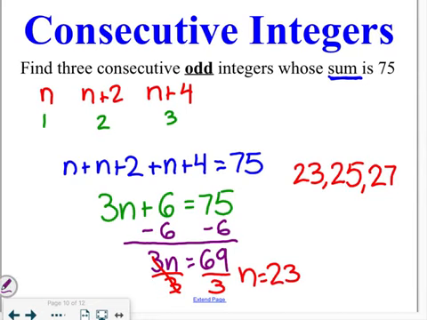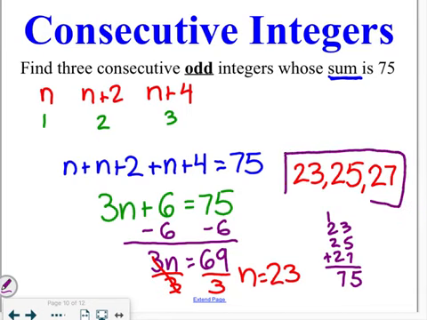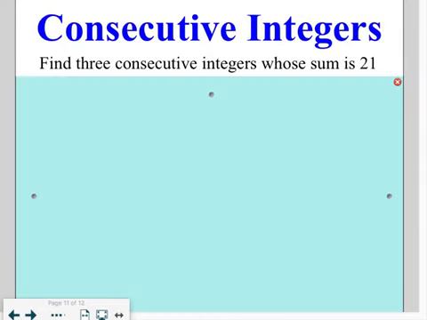If you wanted to double check, you could do 23 plus 25 plus 27. Add those up. You get 15. Carry the 1. 75. So it checks out. So your 3 consecutive integers are 23, 25, and 27. Go ahead and try this one on your own.